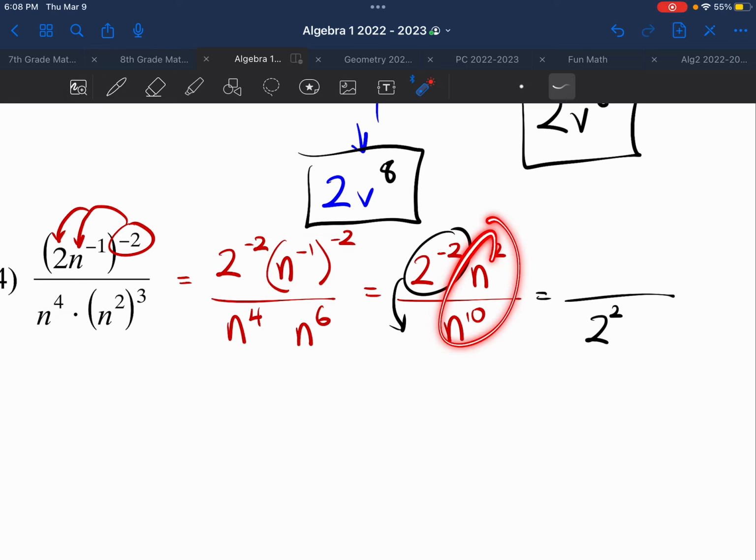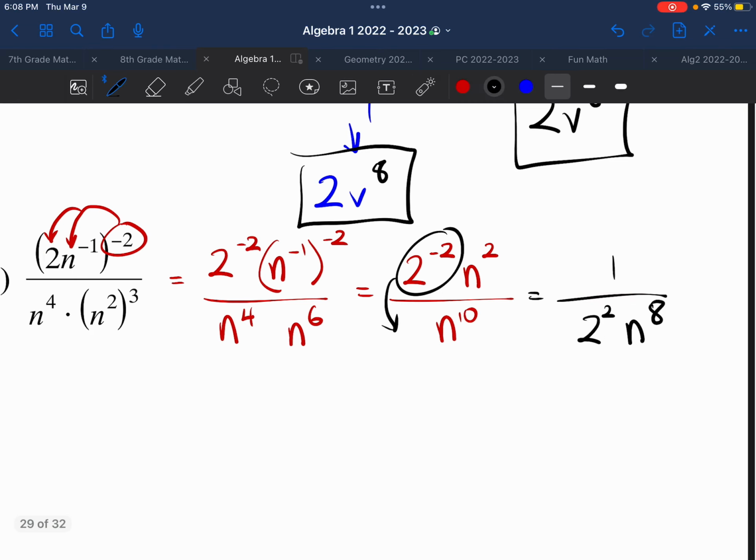What do I do with these n's? Well, now it's time to choose which one is the bigger positive. This one is the bigger positive, which means my answer, n, is going to live in the denominator, in the bottom. And then because it's in the bottom, I'm going to do bottom minus top, 10 minus 2, and I get 8. And that means there's nothing left over up here, and in order to keep it a fraction, I need to have a 1 up there.